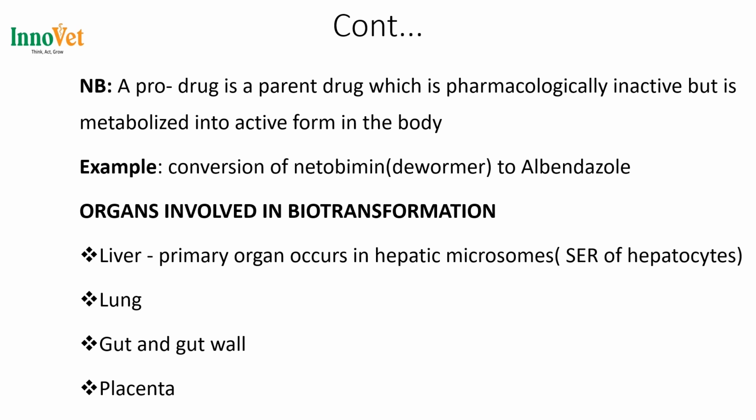So what are some of the organs that are involved in biotransformation? We have the main one being the liver, and biotransformation takes place within the hepatic microsomes, which we can refer to as the smooth endoplasmic reticulum of the hepatocytes. The other one is the lung. This one usually biotransforms the drugs that have been given in volatile form and even those that are in a gaseous form. Then we have the gut and the gut wall.